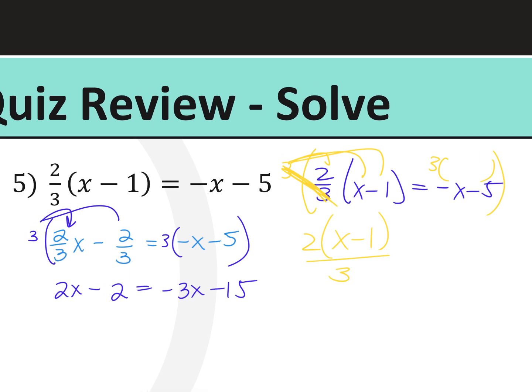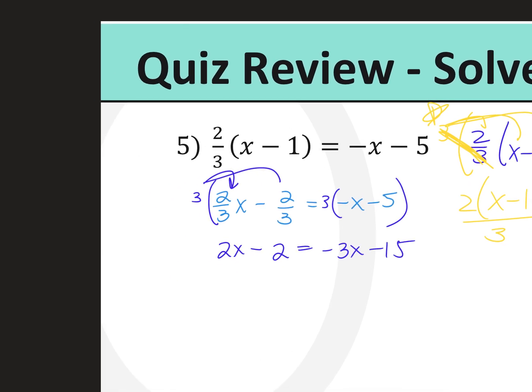If you do it this way out here, you're not distributing the 2/3 to the x and to the -1. I would distribute the 2/3 first so you see, oh, okay, I see where that 3 is going to go. That's all I'm saying. If you want to keep working with fractions, you can. You're absolutely able to. Just turn everything into thirds.